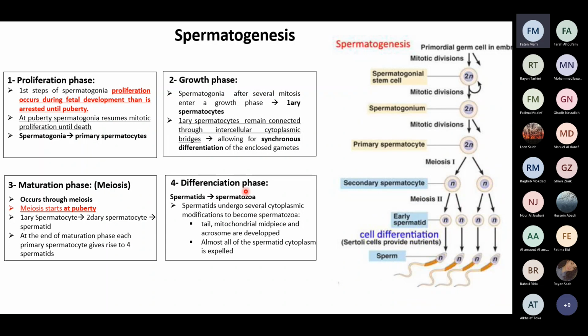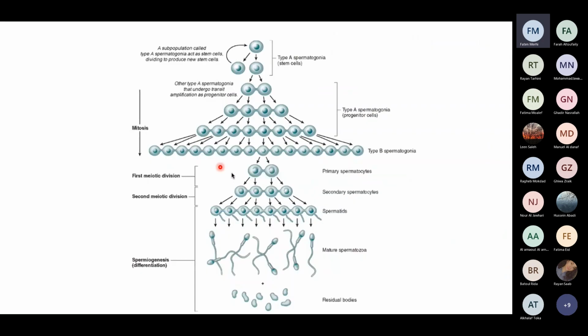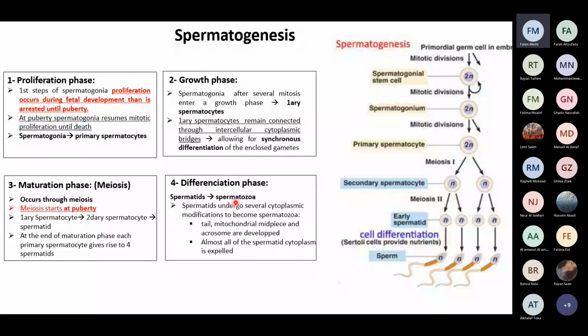Now, the differentiation phase. During all those phases, we still have those cytoplasmic bridges, as you can see. Okay, we still have the cytoplasmic bridges. And during the differentiation, as I have said, we will have cytoplasmic modifications in the spermatids. So they will change their shape.